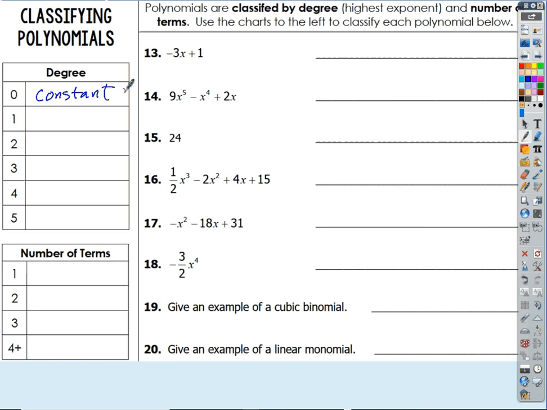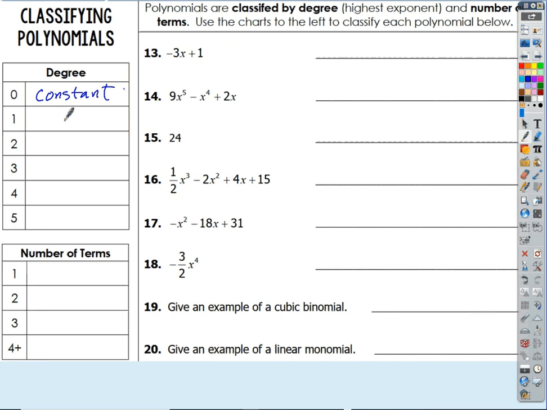Okay, so a 0th degree polynomial, would you ever think about it that way? Very seldom. We've talked about constants a lot, but we've never once mentioned that they're a 0th degree polynomial. But it does fit the pattern. So a polynomial with a degree of 0 is always going to be a constant.